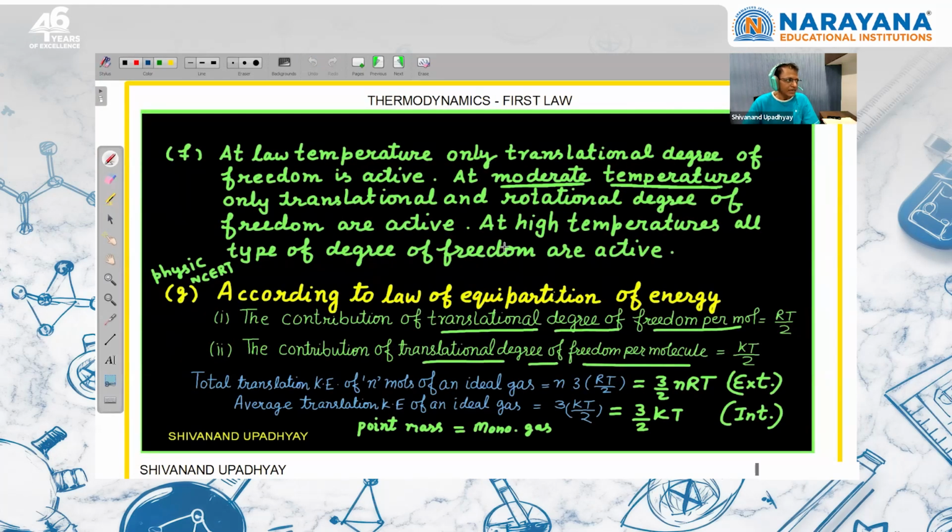You can at low temperature. This point is important because based on this, there is a question in JEE Advanced.